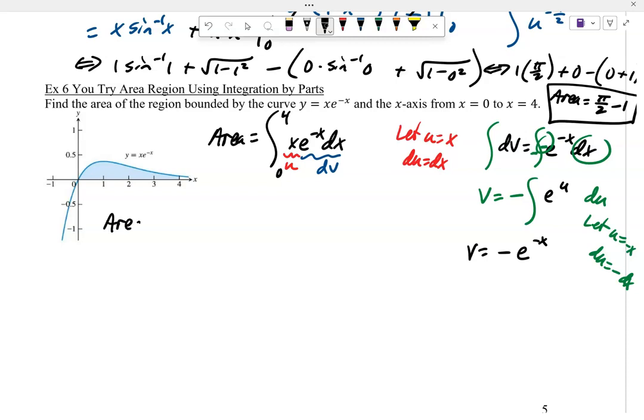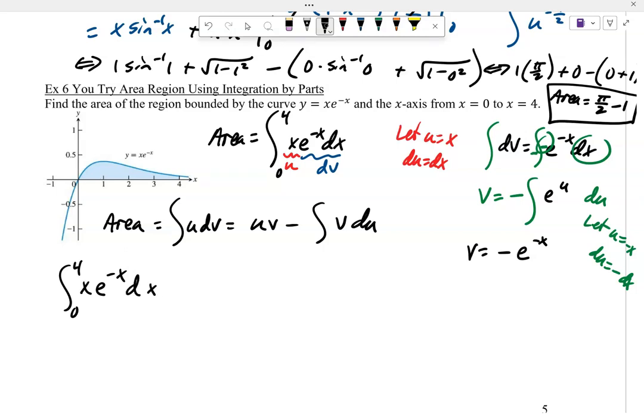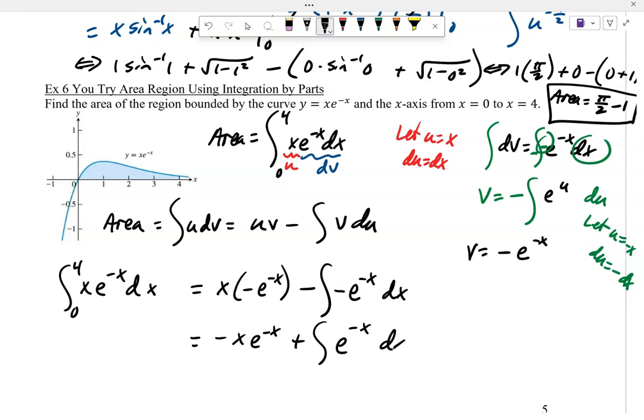We got this area, which is the integration of u dv equals uv minus the integration of v du. And so our area is from 0 to 4, x e to the negative x. There's our u dv equals uv. So here's our u, here's our v, minus the integration of v, which is negative e to negative x, du, which is just dx. So we've got negative x e to the negative x plus e to the negative x dx.